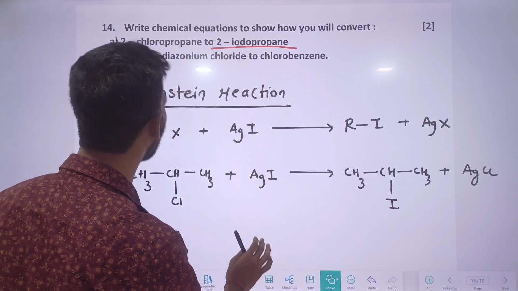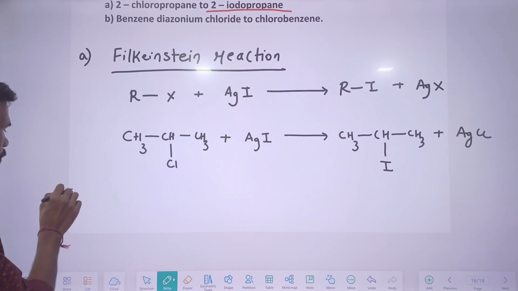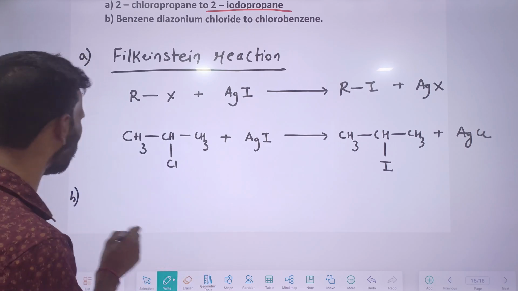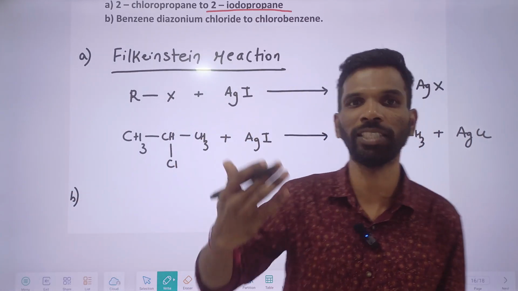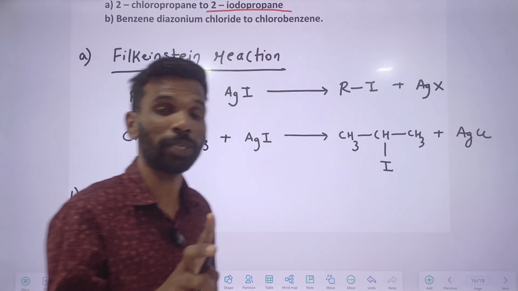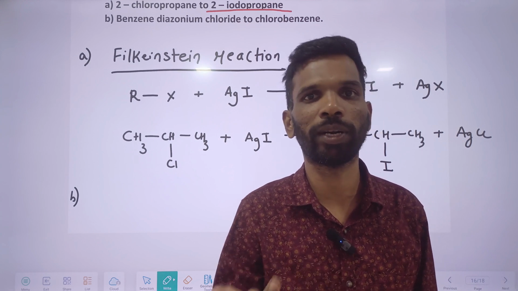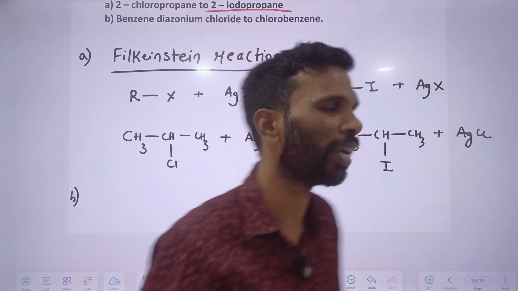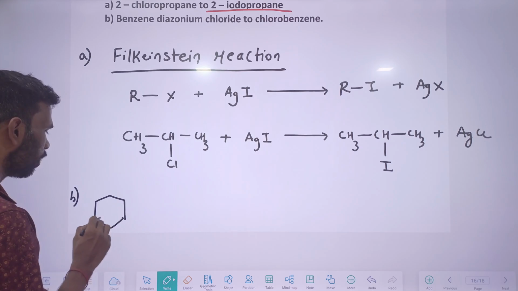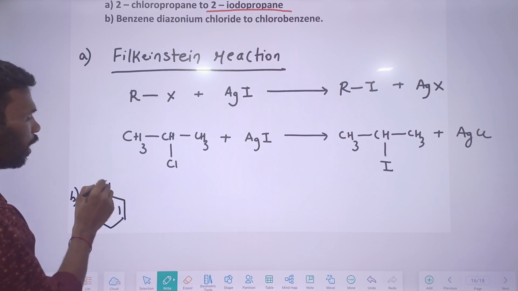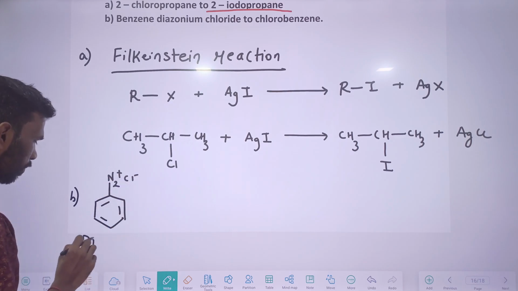Second reaction, what is asked over here is benzene diazonium chloride to chlorobenzene. This is very simple. This is a part of the Sandmeyer reaction. This reaction is the second step of the Sandmeyer reaction. The Sandmeyer reaction takes place in 2 steps. First, the primary aromatic amine, that is aniline, is converted to diazonium salt. Here they have just asked the second step of the Sandmeyer reaction. So that is the diazonium salt. This is your diazonium salt, N2 plus Cl minus.